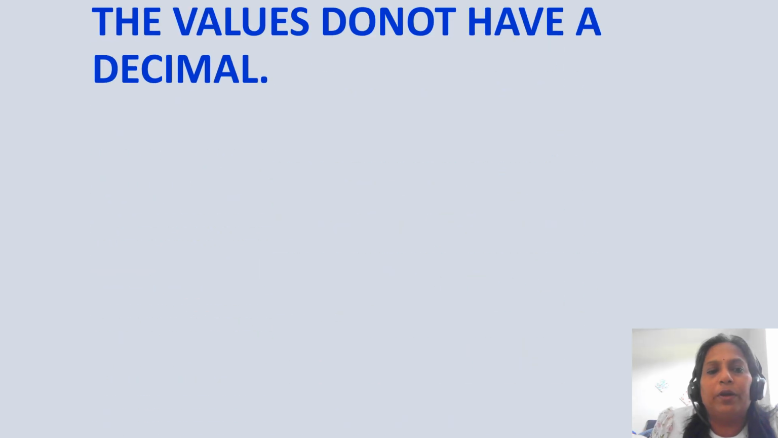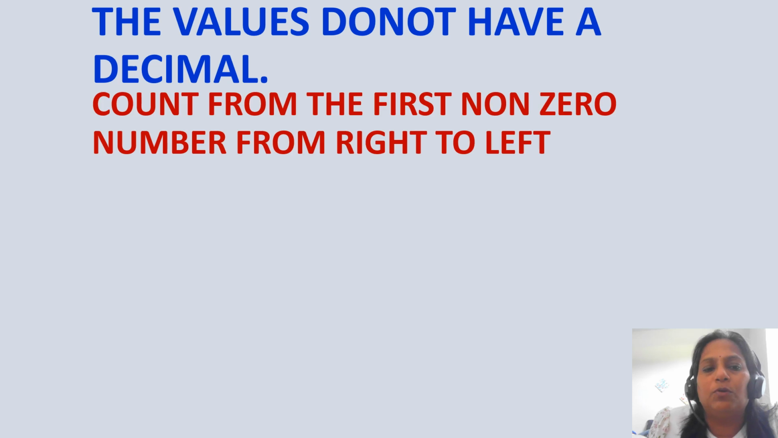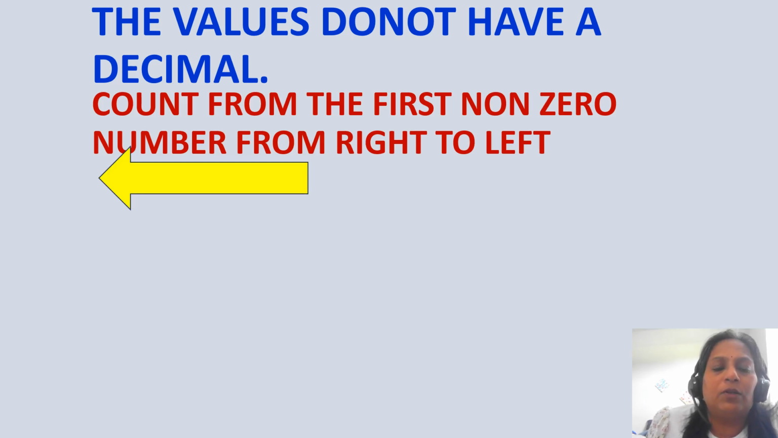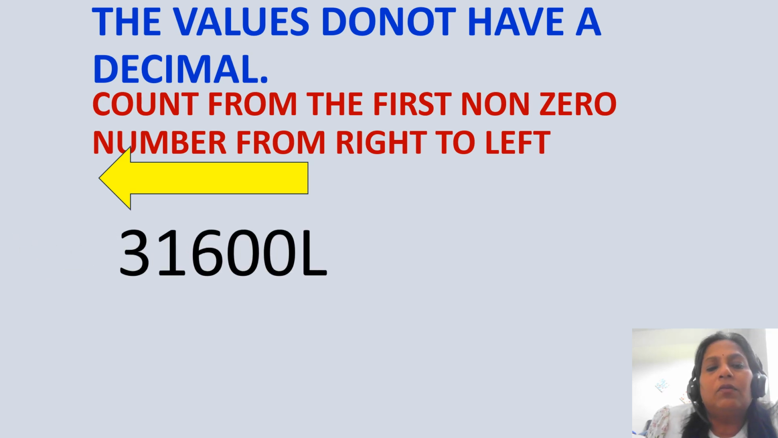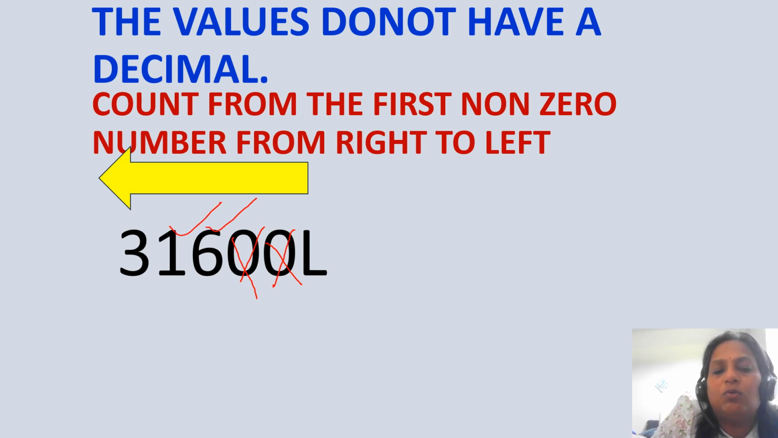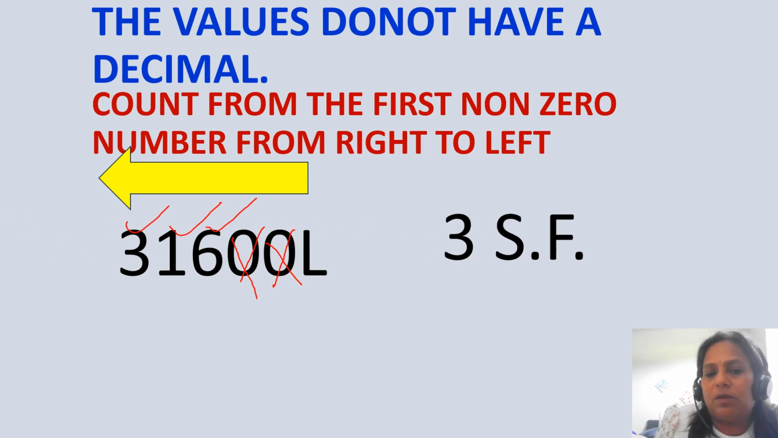Let's check out two more examples. Again, this is for the values that do not have a decimal, or rule number 2. So I need to count from the first non-zero number from right to left. 31,600 liters. Do I count these two zeros? No, I do not count the last two zeros. Why? Because the number does not have a decimal point. So I start counting from right to left, starting from 6. So I have 1, 2, 3. I have 3 sig figs.